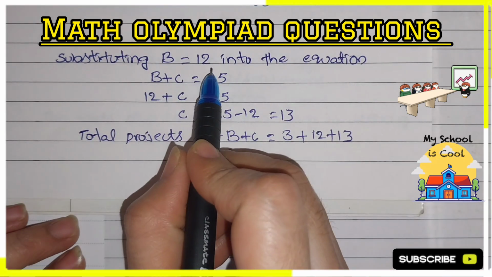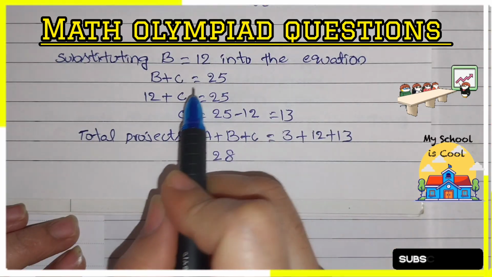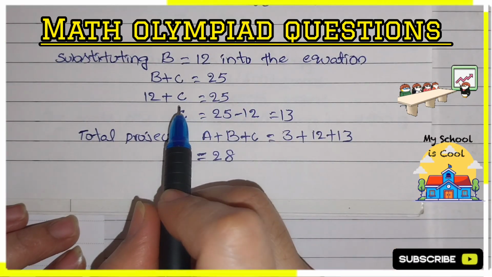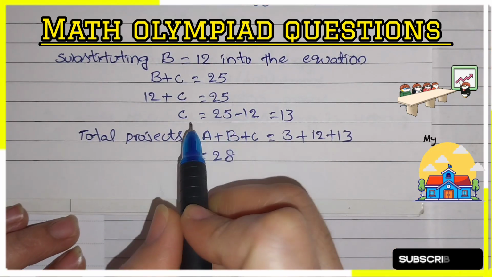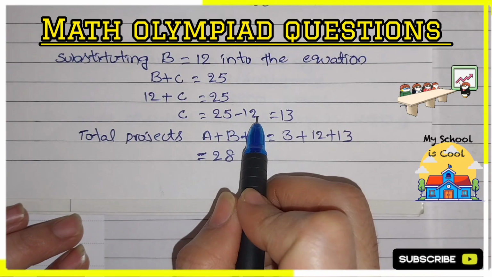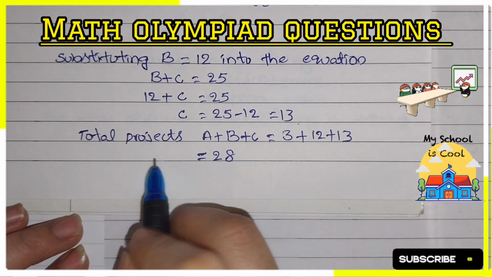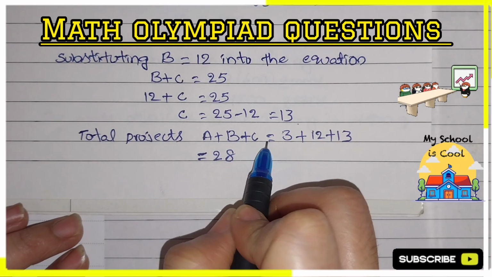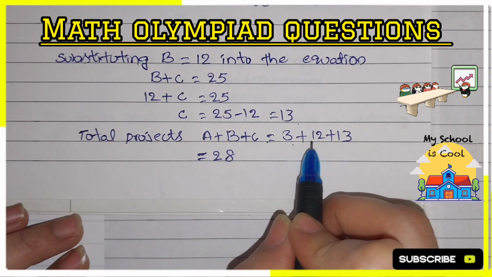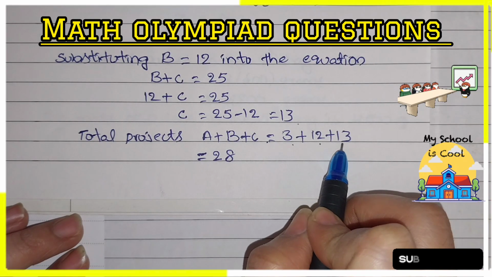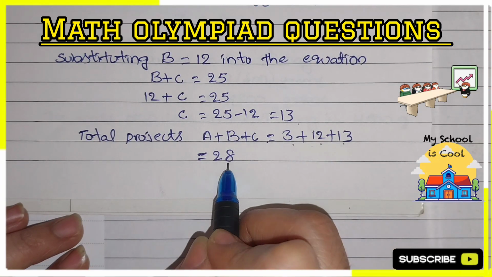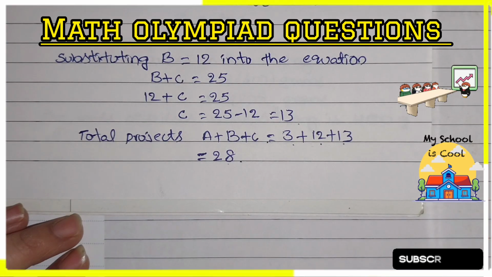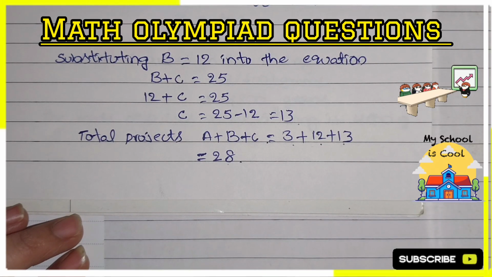Substituting B equals 12 into the equation B plus C equals 25. We know B value is 12. 12 plus C equals 25. C equals 25 minus 12 equals 13. Total projects are, we have to add all. A plus B plus C equals 3 plus 12 plus 13 equals 28. So the total projects in all classes are 28.